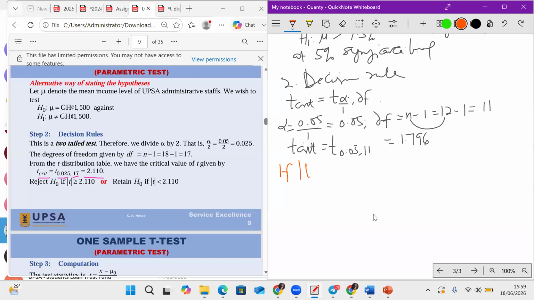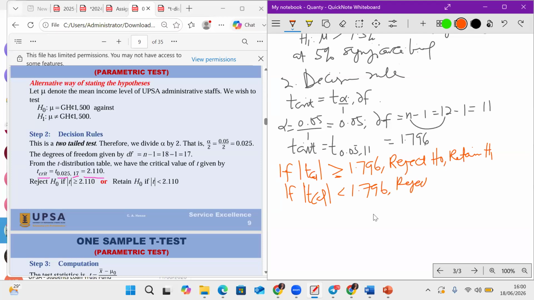So we come here and say, if the absolute value of the T cal we are going to calculate is more than 1.796, reject. When it is more than, you first reject the H0. Then you retain H1. Then you write the opposite side. If the absolute value of T cal is less than 1.796, reject.